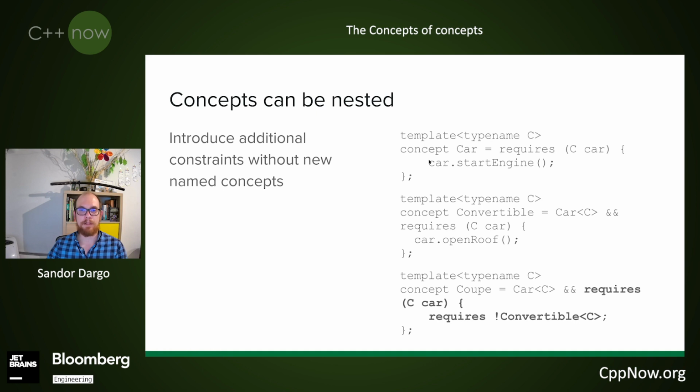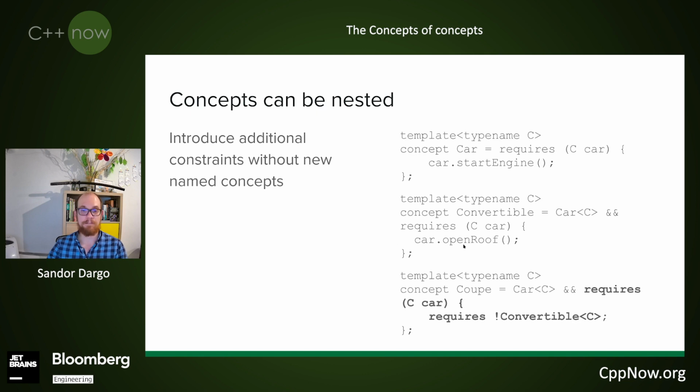So in this example, first we have a concept car, and it's something simple. We require that car has a start_engine method, and then you have another concept called convertible, and the convertible should be a car. So that's why we say here that the C must model the concept car. And we also require that this car has an open_roof method.